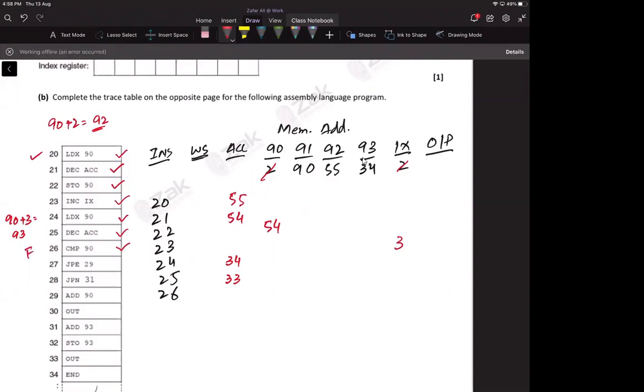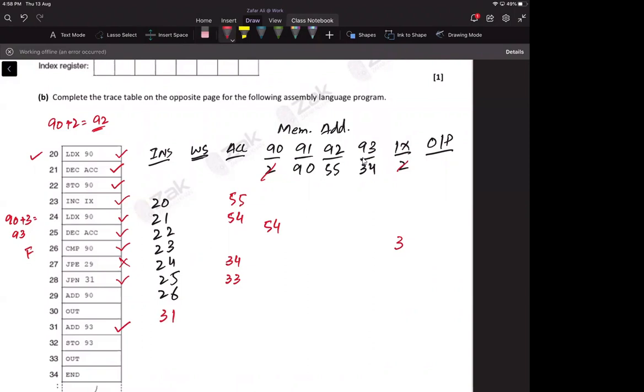Jump if equal, so this would not work because it is not equal. Jump if not equal, this will work. So we will jump to 31. Jump if equal, why did it not work? Because it was not equal. Had that been equal, the JPE would have worked. Since it is not equal, JPE did not work, JPN will work. So after instruction 26, which is comparison, we went to instruction 31.